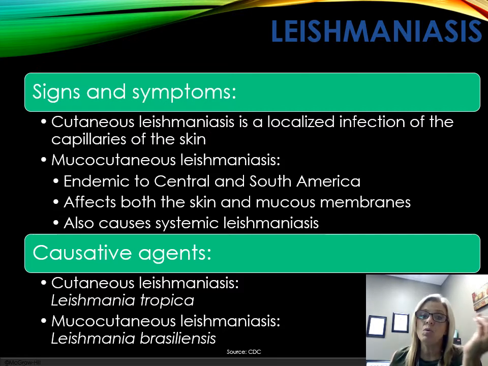There's also a mucocutaneous leishmaniasis, which you can find in Central and South America. We do not have a vaccine for this, okay? You need to look at it under the microscope in order to diagnose. We have two causative agents here, Leishmania tropica and Leishmania braziliensis. And so the best way to prevent this is to avoid the sandfly. We do not have a vaccine, okay?